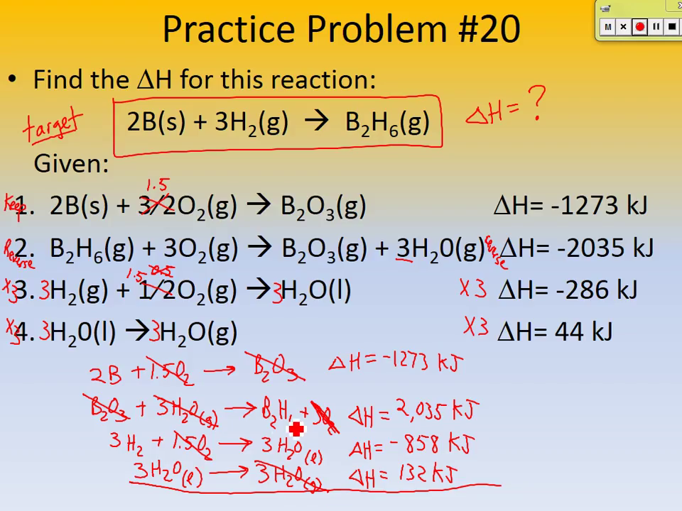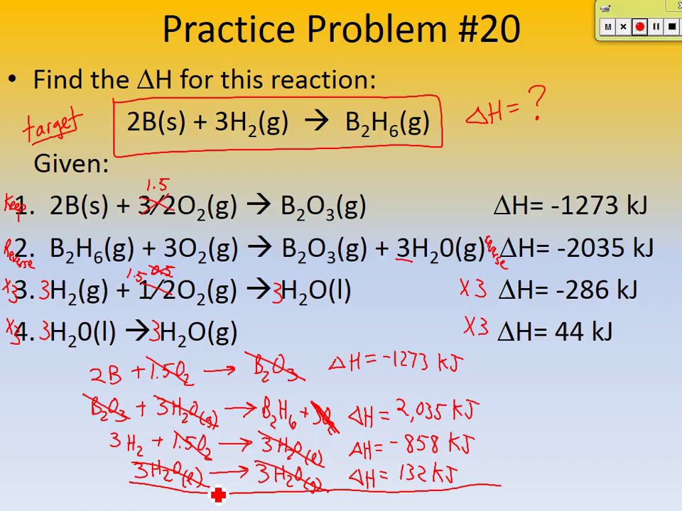Okay, now does B2H6 show up in my target? And the answer is yes. It's the only product that we have, so we're going to keep that one, hopefully. It doesn't cancel out. What about the H2? Are there H2s here? Yeah, there's 3 of them. So does it cancel out with anything over here? Hopefully not, and it doesn't. Okay. What about this 3H2O liquid? Does that cancel out with anything? The answer is yes. On the 4th one, it's 3H2O liquids on the left. Okay, now I'm done canceling everything out.